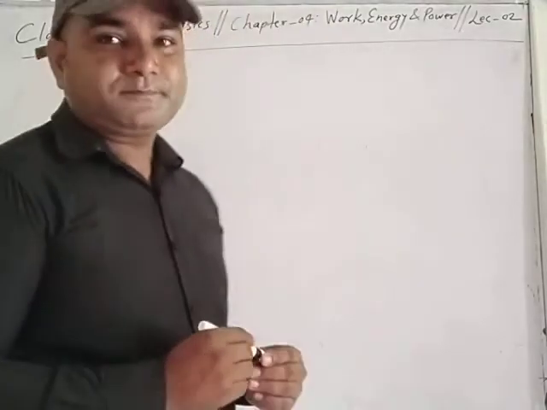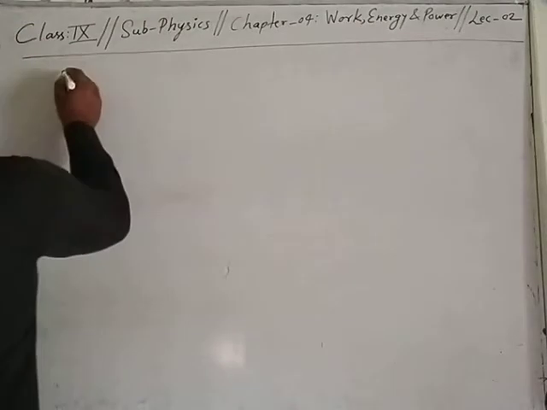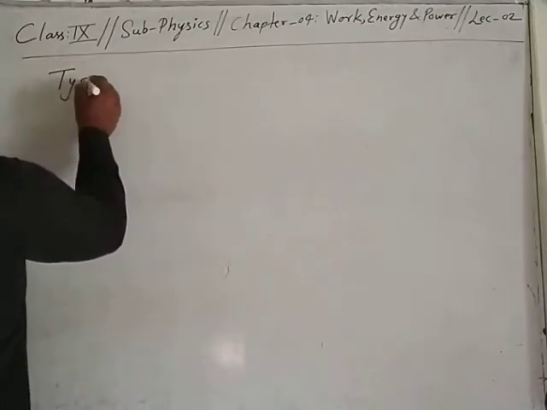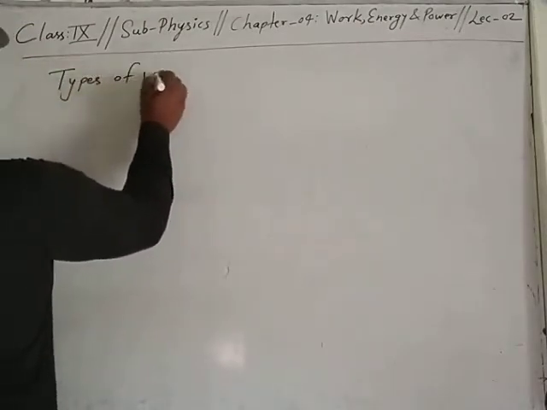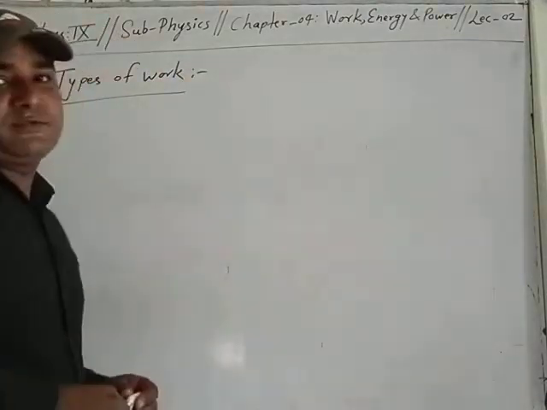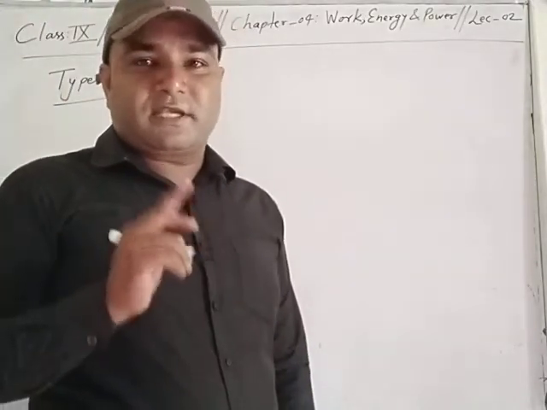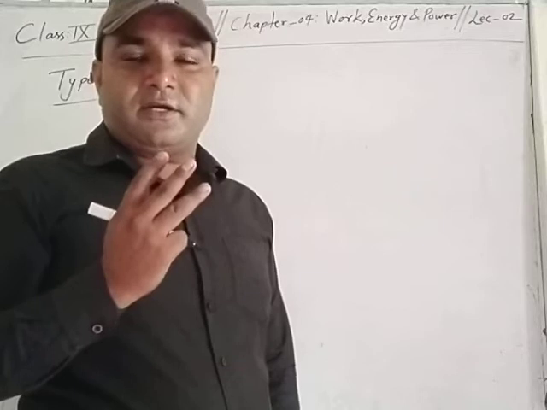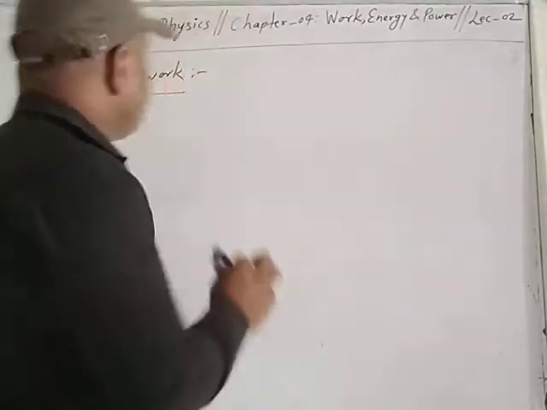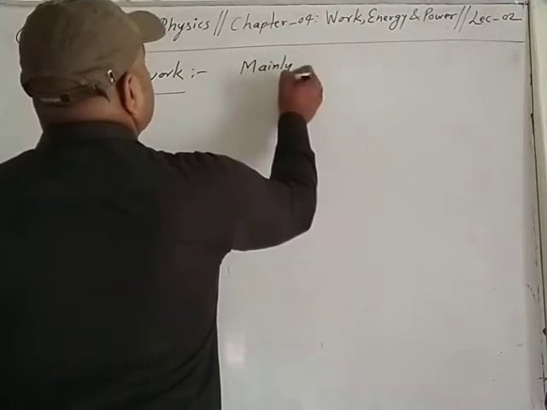Just see how many types. Types of work. Total 3 types. First positive, second negative, and third zero. Mainly 3 types of work.